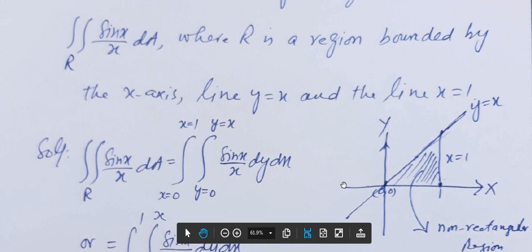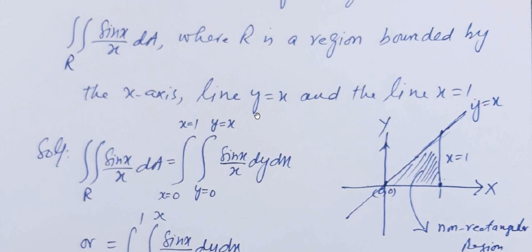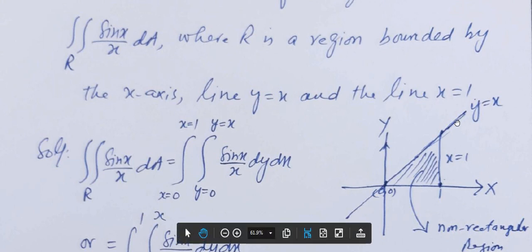So bounded by this x-axis, the line y is equal to x. You can draw the line y is equal to x. You can put the values x=0, y=0, x=1, y=1, x=2, y=2, and you can put x=-1, y=-1, then you can join. So you will get this line. You know how to draw the line y is equal to x.